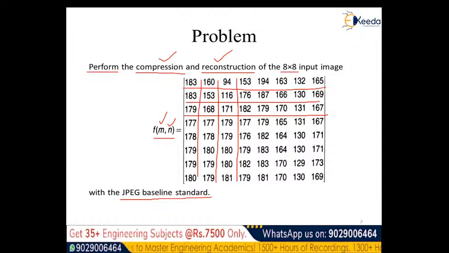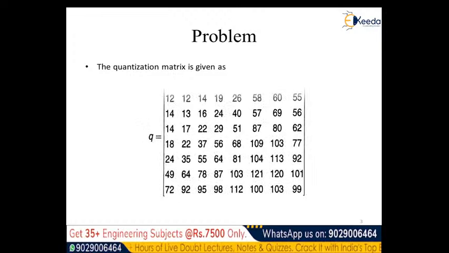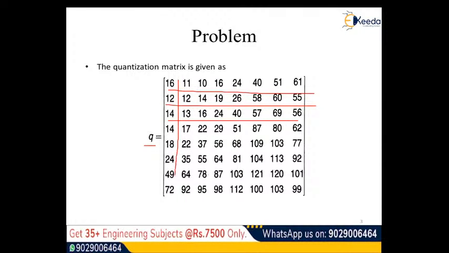Now the problem statement is not complete. It also has one piece of supporting information: the quantization matrix, again of order 8x8, denoted by the letter small q. Here again we have 8 rows and 8 columns, so a total of 64 elements in the matrix of order 8x8.